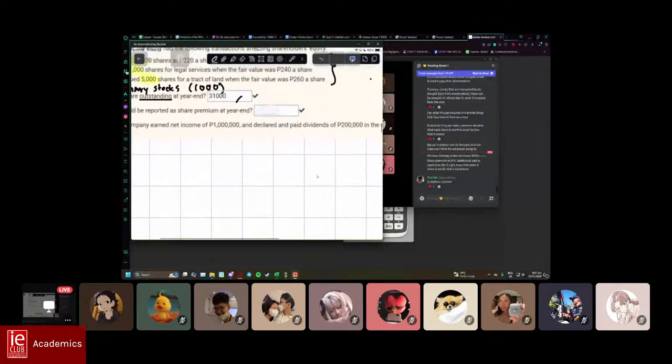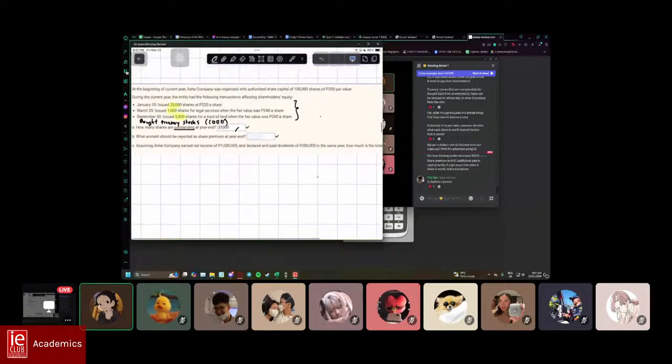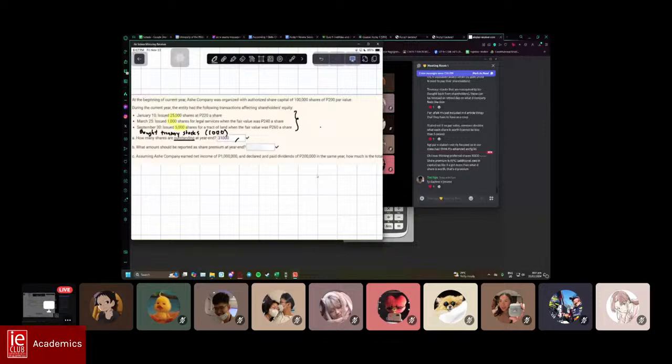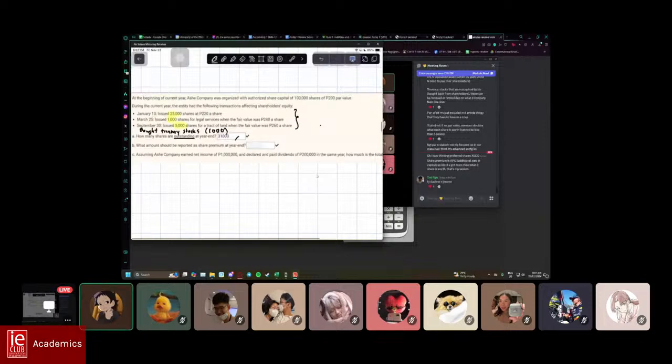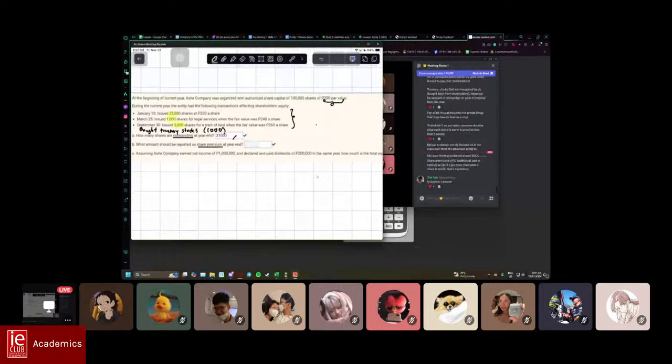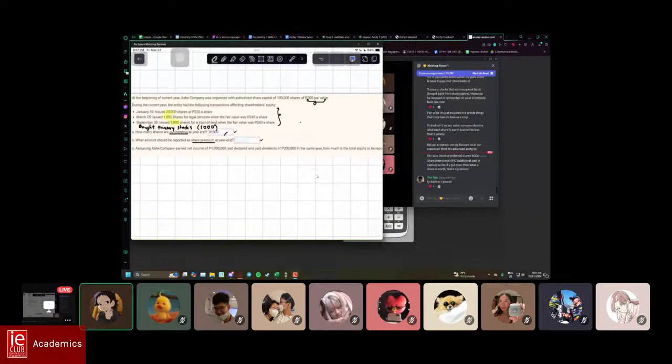Okay. Next is what amount should be reported as share premium at year end? Again, share premium is the amount paid for the stocks above par value. We know our par value here, 200. So in other words, share premium is just the total amount spent on the shares minus the par value.